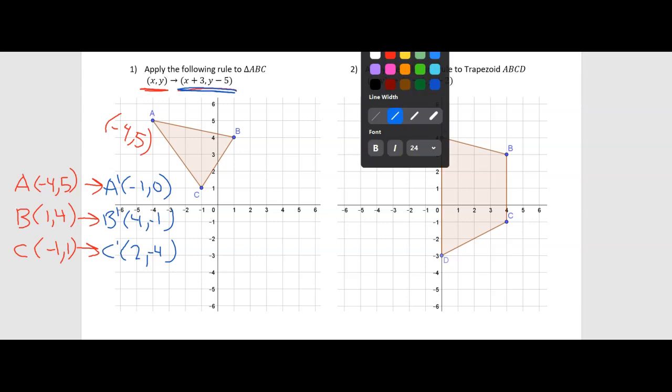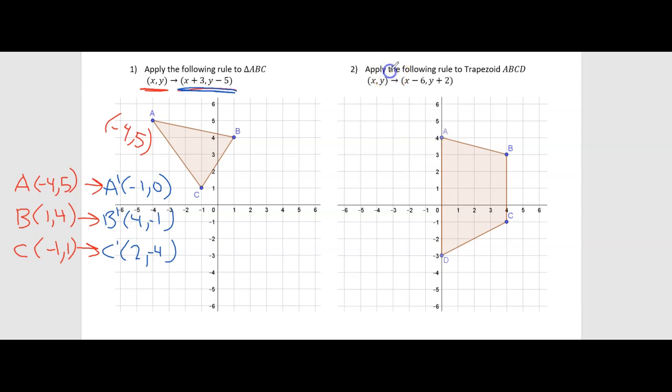So I will graph this new one in, let's do pink. So I have -1, 0 for A prime. I have 4, -1 for B prime. And I have 2, -4 for C prime. So you can see that this was a, well, take 10 seconds if you're unsure what type of transformation this was.